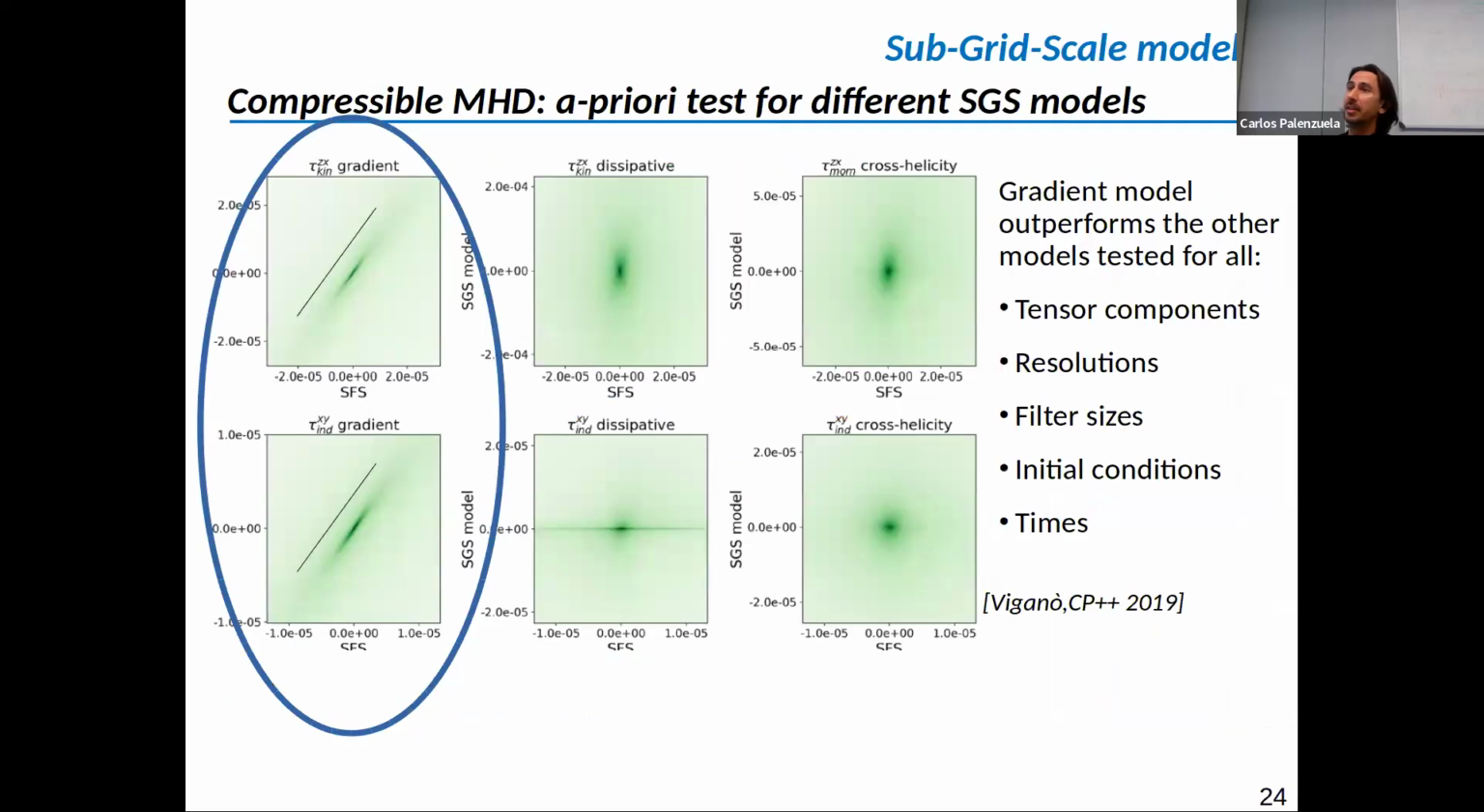We also compared with different subgrid scale models, with the dissipative one, with the cross-helicity, and the only one for which we got a good correlation in all the cases that we considered was the gradient subgrid scale model. So not every model is going to work as we expect, at least not in all situations. And this is the nice thing of this gradient model, that it doesn't make any physical assumption, and it is just going an order higher than what we usually do in finite volume, when we solve equations with finite volume.